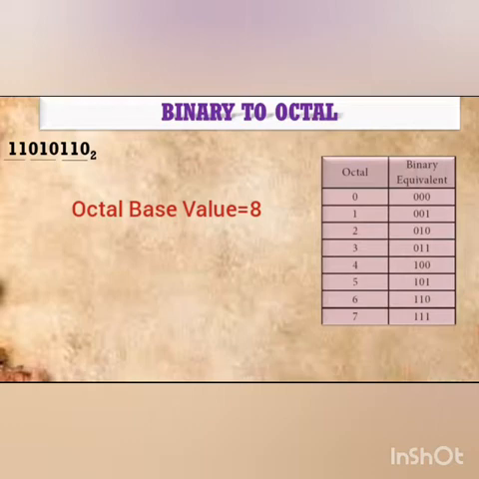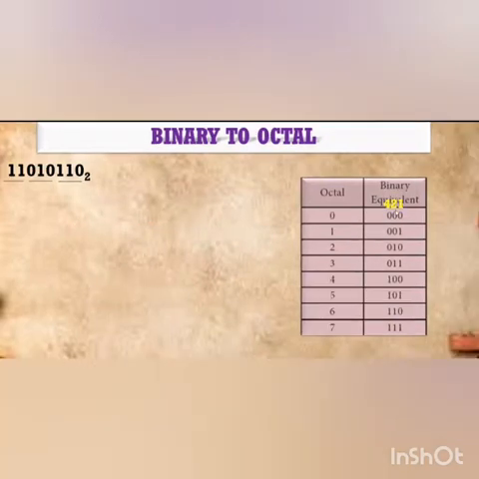2 to the power of 3 is 8, so this is a 3-bit code. 2 to the power of 3 means 2 into 2 into 2, which is 8. So we have to write the equivalent binary values based on 3-bit codes. This is the 421 code. The name of the code is 421.